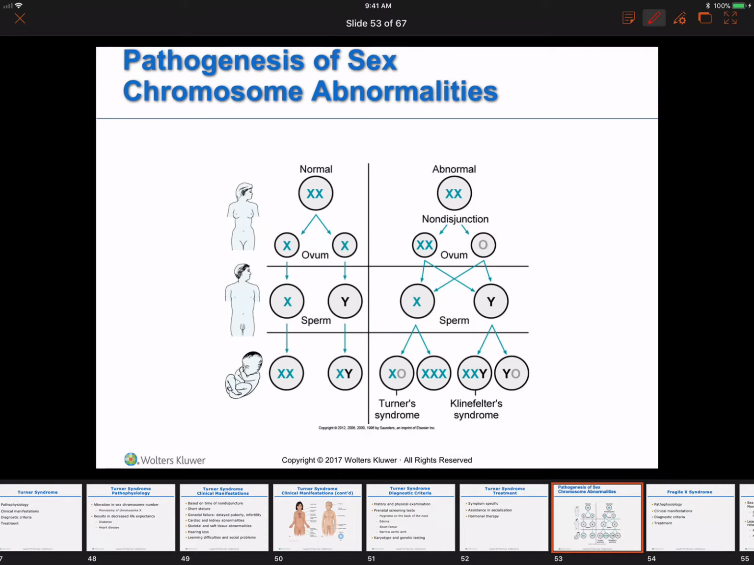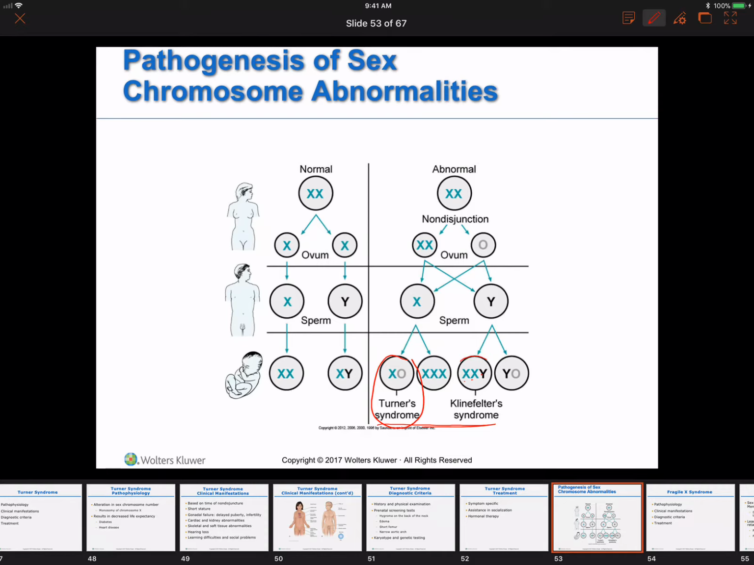We could receive an extra copy of a sex chromosome, or we could lose a copy. So at the bottom of the slide, you see a couple of examples. Turner syndrome, something we've talked about, is when we lose one copy of the X chromosome. Klinefelter syndrome is when we have two copies of X and a Y. So this is really a male, all right?